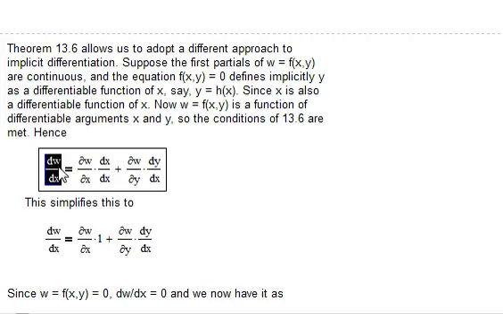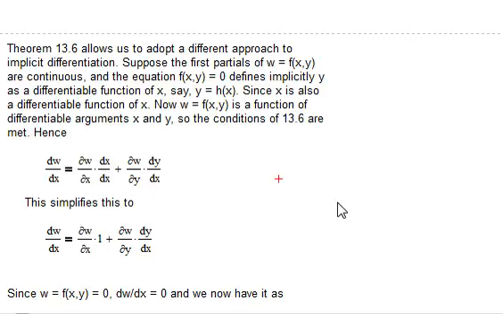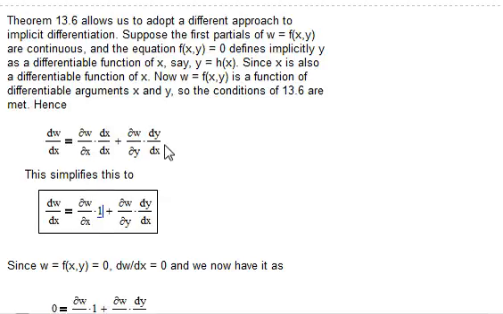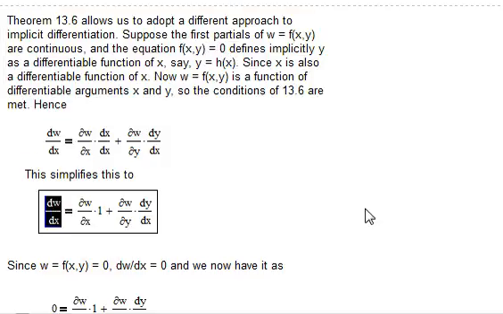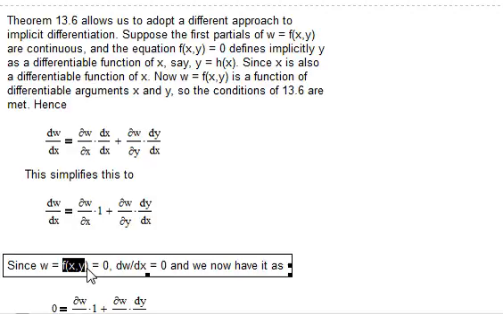So dw/dx is the partial of w with respect to x times dx/dx plus the partial of w with respect to y times dy/dx. Sorry, I said dx/dt. I meant to say dx/dx there and dy/dx there. Now, I don't know if you see what this leads to, but of course dx/dx is 1. And now this can be solved. Actually, before we even solve it, remember it was defined f of x, y equals 0, so dw/dx is also 0. The derivative is 0 since the function itself is 0.